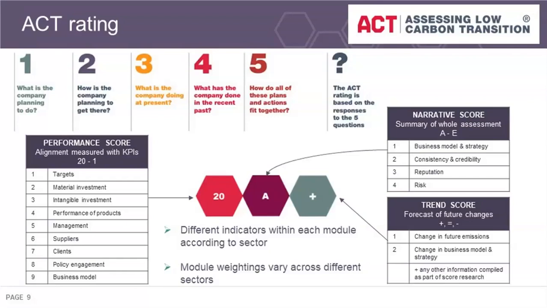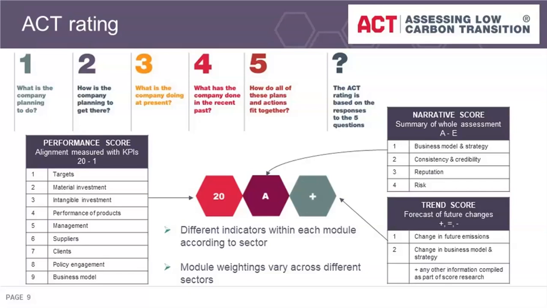So with those 5 questions, we want to cover the dynamic of the company in terms of climate transition, low carbon transition, and we want to cover the past, present, and future performance of the company. And so at the end, we have a score, which is divided into 3 parts. The first one is a performance score between 1 and 20, which represents the alignment of your low carbon transition with the Paris Agreement goal. So we have 9 modules in order to assess the performance score.